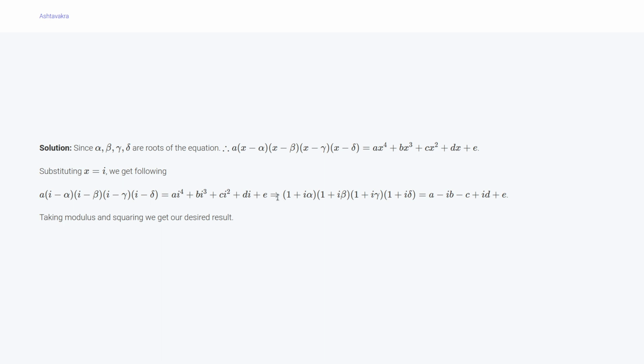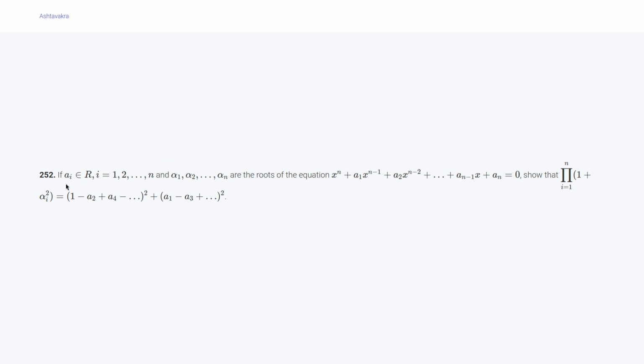Equivalently, this is equal to a into 1 plus i alpha into 1 plus i beta into 1 plus i gamma into 1 plus i delta, and a should be here, a is missing, is equal to a minus ib minus c plus id plus e. So what we have done is we have divided by i to the power 4 on the left hand side. i to the power 4 is 1, so it doesn't make a difference. That's how we have got 1 plus i alpha and so on. Once we have this, we take the modulus and square and we get the desired result.